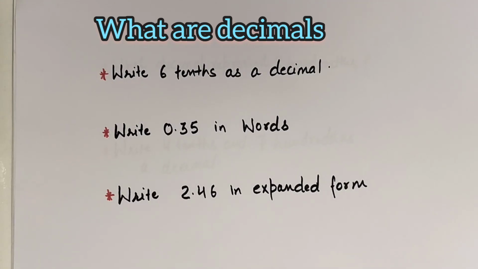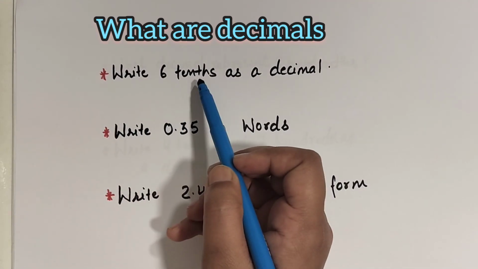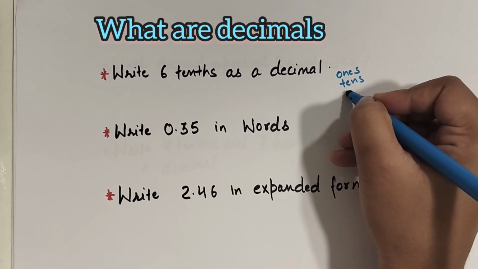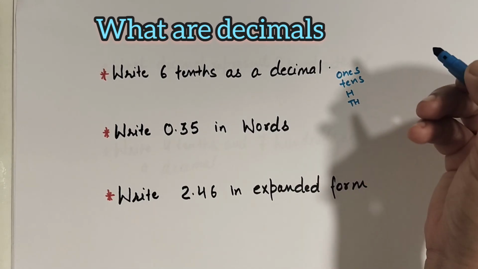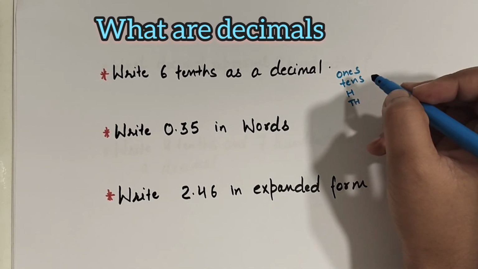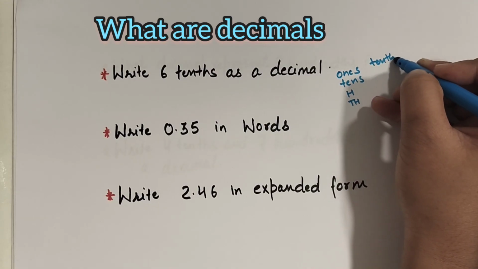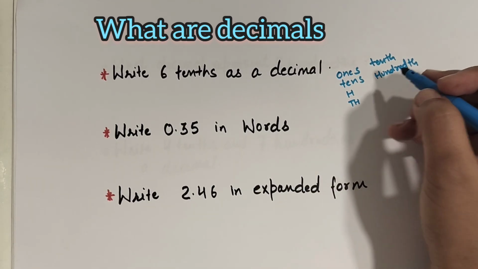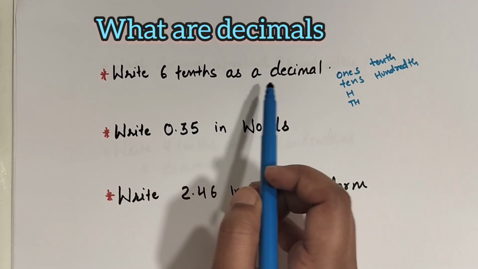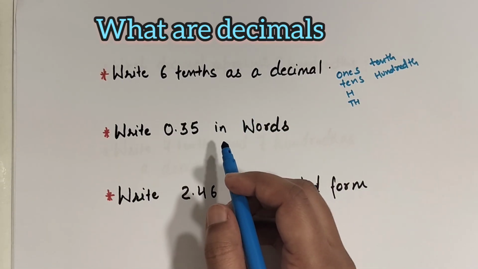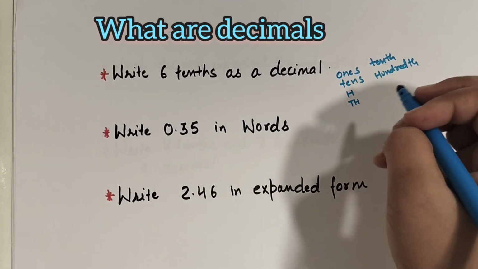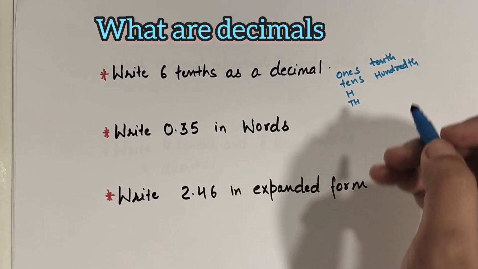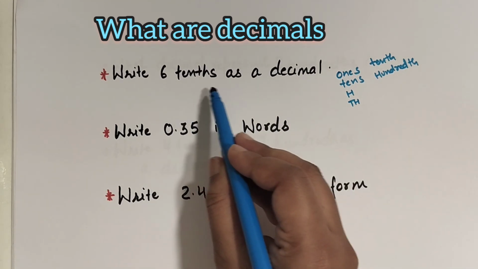So the first question is, write 6/10 as a decimal. You should know that we have ones, tens, hundreds, thousands, ten thousands, and so on, but that is about before the point. After the point we have tenths, hundredths, thousandths, and so on. Now we have 6/10, so we will write it after a point. We cannot write it before a point. Since we are doing decimals, it is obvious that the point should be there.